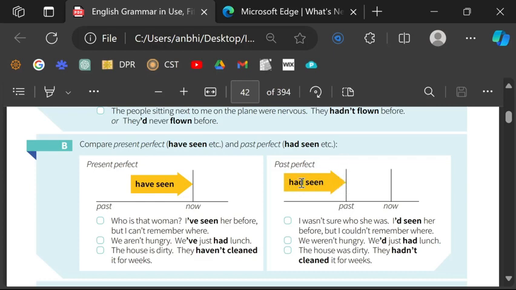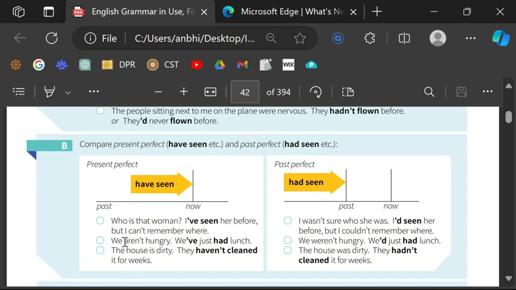Then now something happened before. I had seen her before, but I could not remember where. You see, it's before the past. This is before the present.